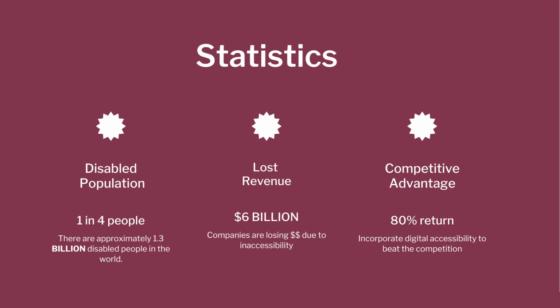That is massive. Even if you were to get 0.1% of that in profits by creating your content accessibly, that is massive. And then, of course, the competitive advantage. We're back to this. Companies that prioritize accessibility on average see an 80% return on their investment compared to their competitors. So those who are investing in digital accessibility are seeing huge returns on that investment.